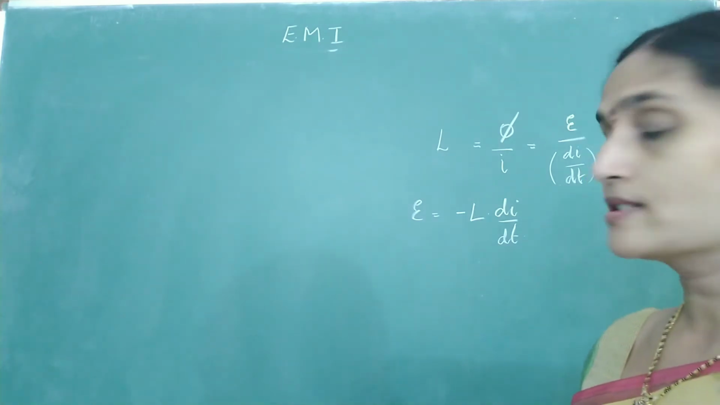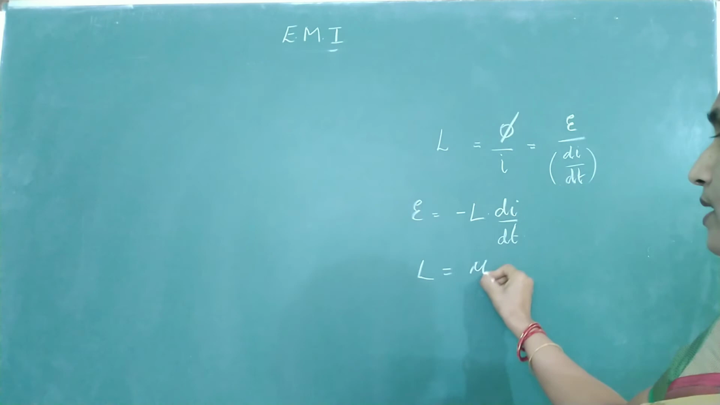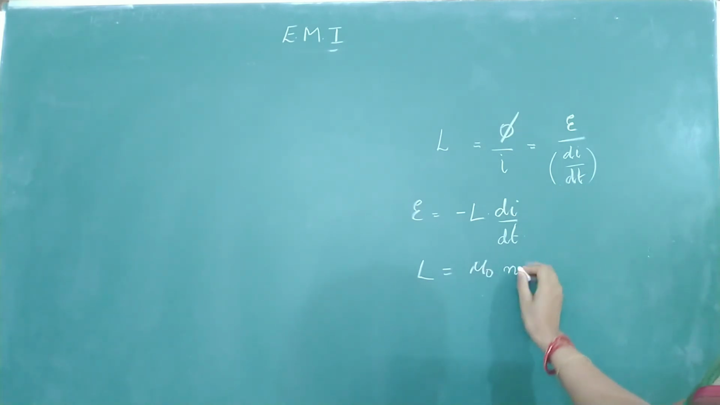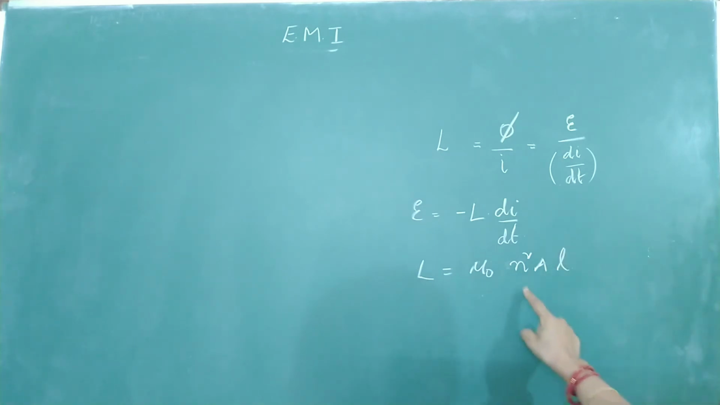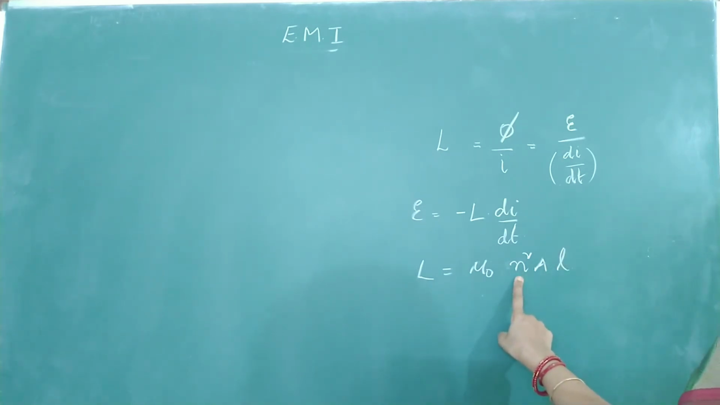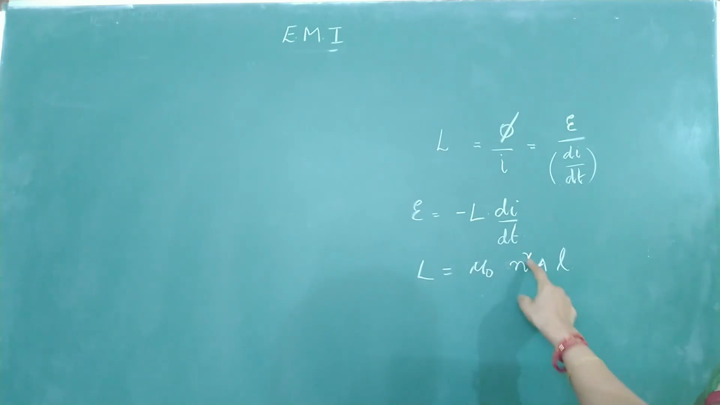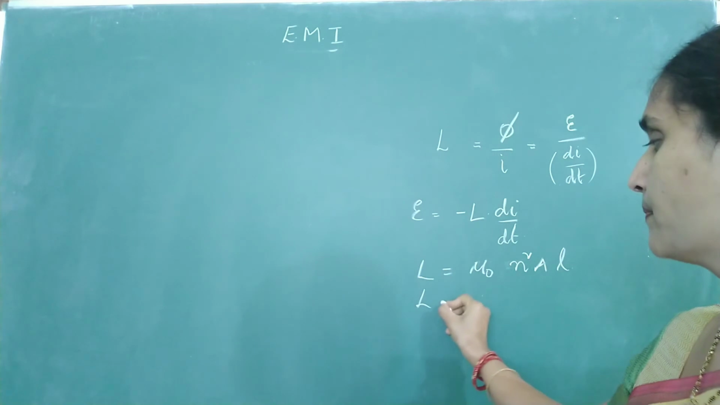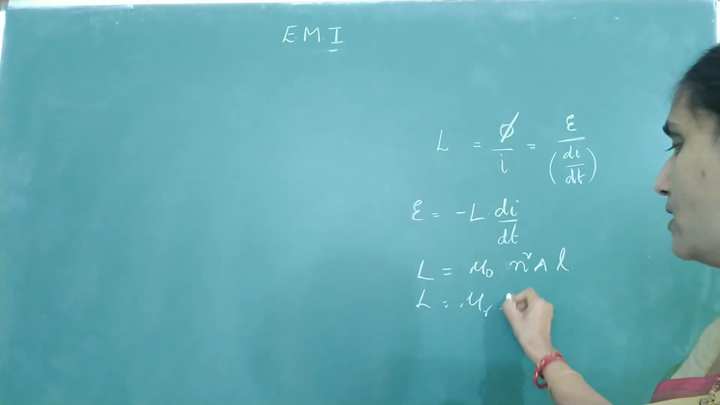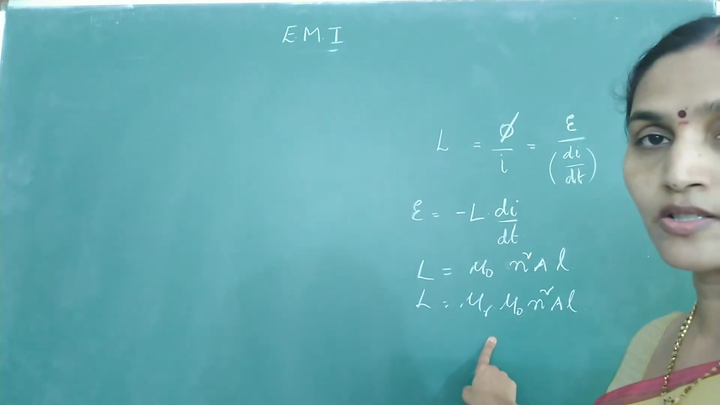And we have calculated the self inductance of a solenoid. What is the self inductance of a solenoid? Mu naught n square A into L. If you are writing it as small n, number of turns per unit length, mu naught is the permeability of free space, n square A into L. But if the solenoid is filled with a medium, then we will write mu R into mu naught n square A into L. So this will be your self inductance of a solenoid.